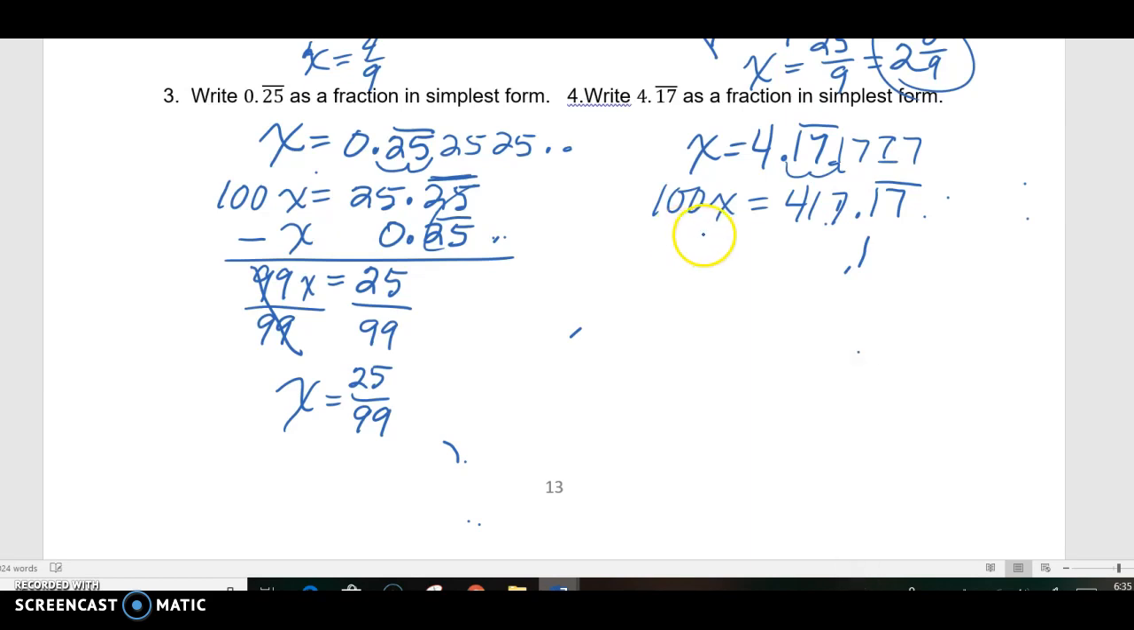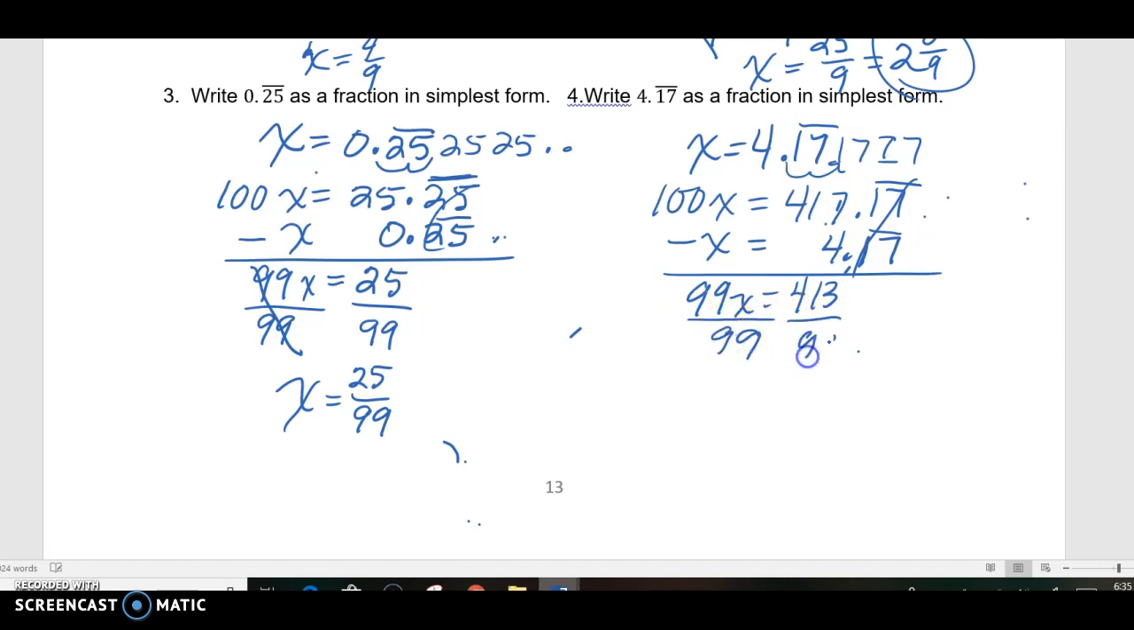And then our next step, step 3, is always subtract the original, which was x equals 4.17 repeating. Again, noticing I'm lining up the decimal point. The repeating part of my decimal cancels on the end, and I have 417 minus 4 is 413. And then 100x, take away x is 99x. Divide by 99, divide by 99.